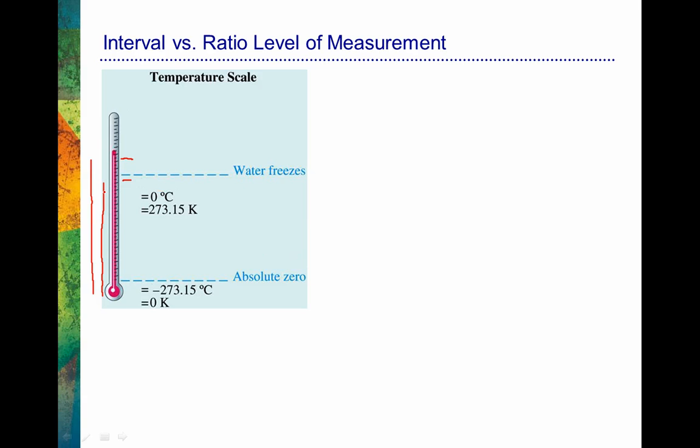But now consider a Kelvin scale. With the Kelvin scale, 0 Kelvin is really the absence of heat, which, if I understand correctly, is essentially defined as the absence of molecular motion.